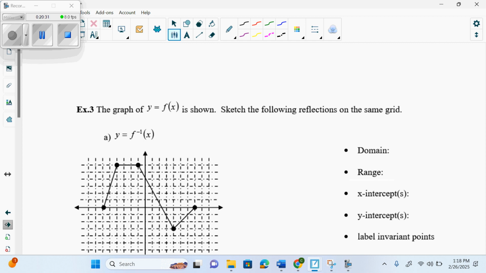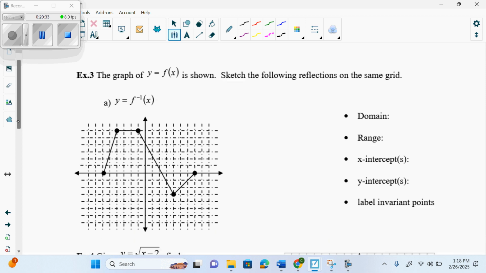All right. Try again. These are of the inverse. I'm going to do this without drawing the graph. Prove a point. Okay. The domain of the original, what is it?